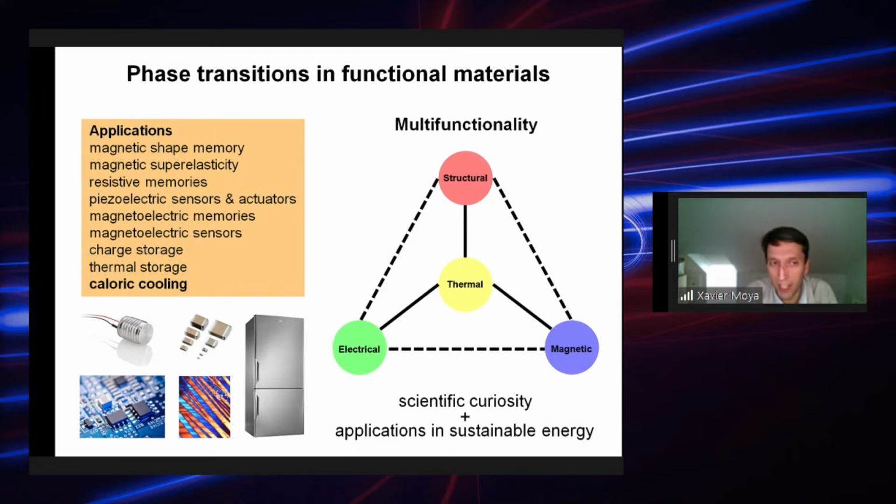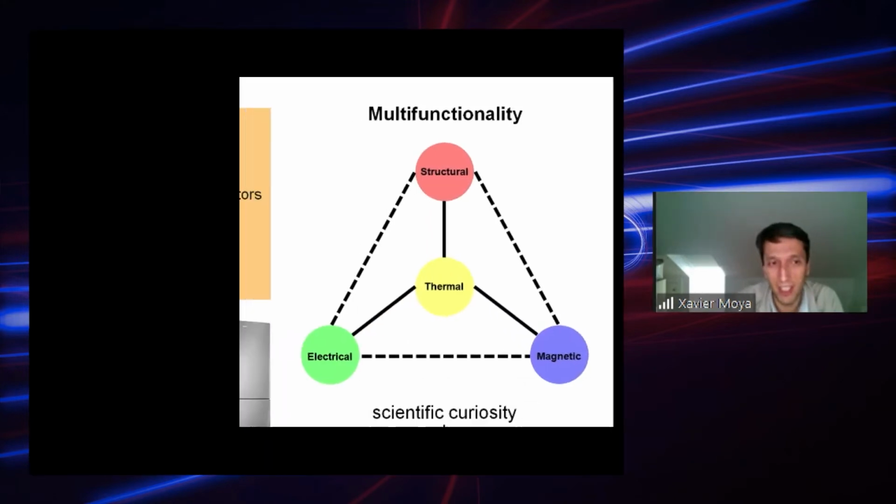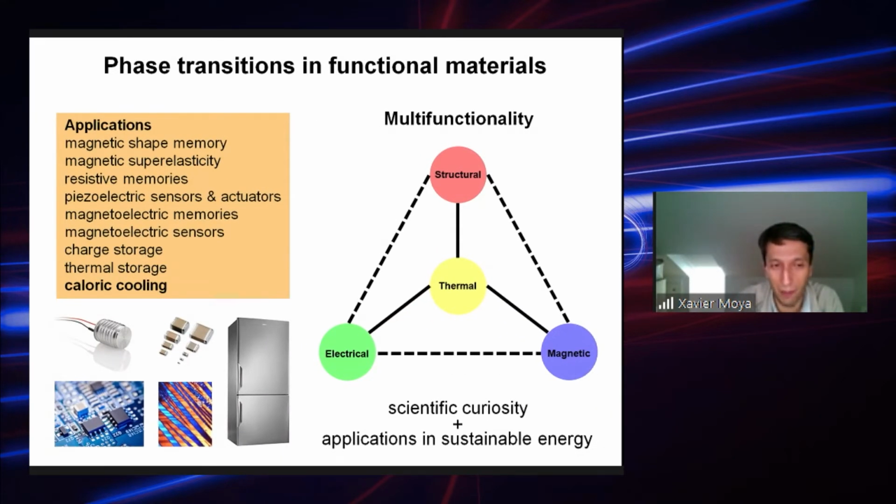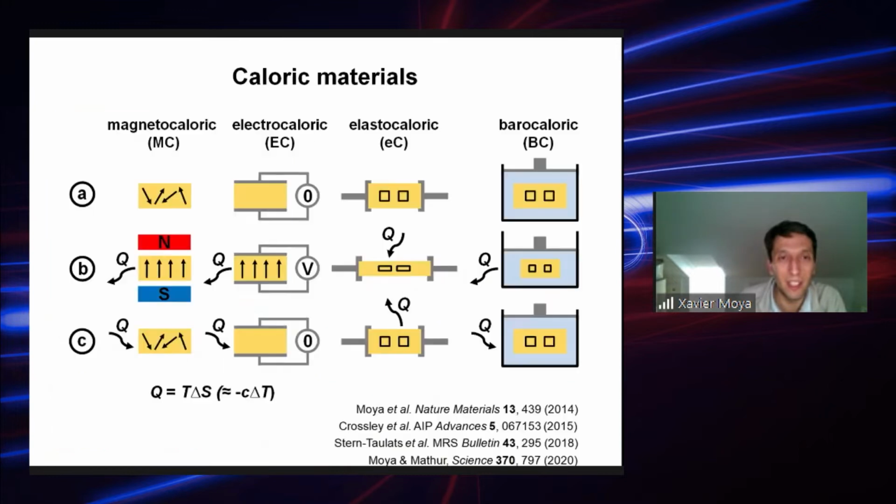When we talk about applications of these materials, there are many, depending on the type of material that you have: a metallic alloy, a ferroelectric ceramic, or a polymer. These are some of the applications that are typically listed for functional materials. So you can have magnetic shape memory effect, you can have piezoelectric sensors, you can have thermal storage devices. And I'm going to concentrate on caloric cooling. I will tell you in a second what these caloric materials and these caloric applications are.